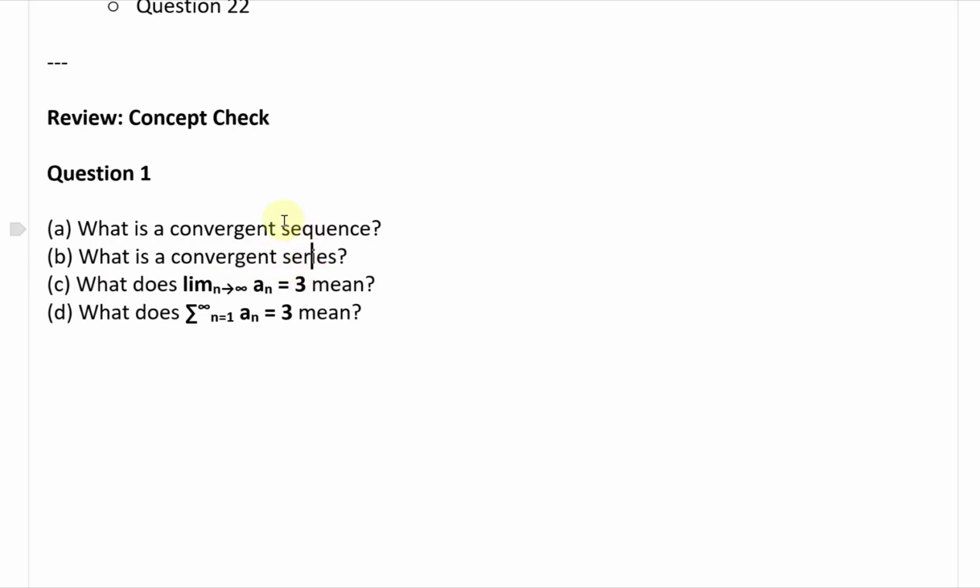A series is a sum. A sequence is just a list of numbers. C: What does the limit as n approaches infinity of an equals 3 mean? So this is the sequence right there. And then D: What does the summation from n equals 1 to infinity of an equals 3 mean? Remember, this is a series. That's a sequence. And let's take a look at the solution.